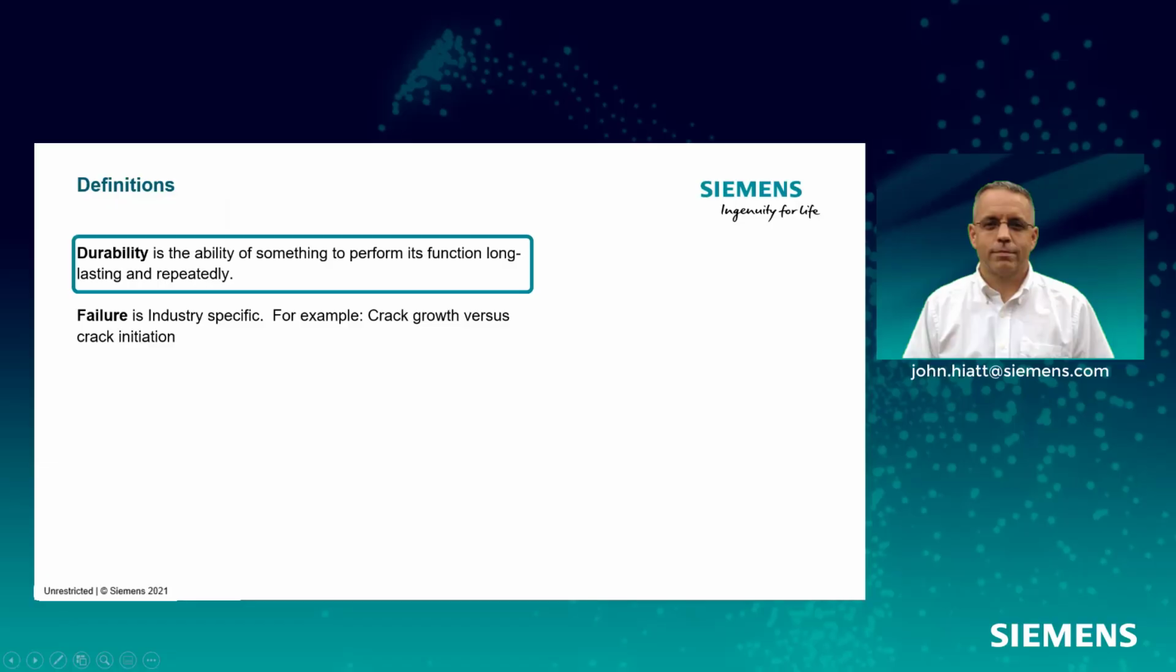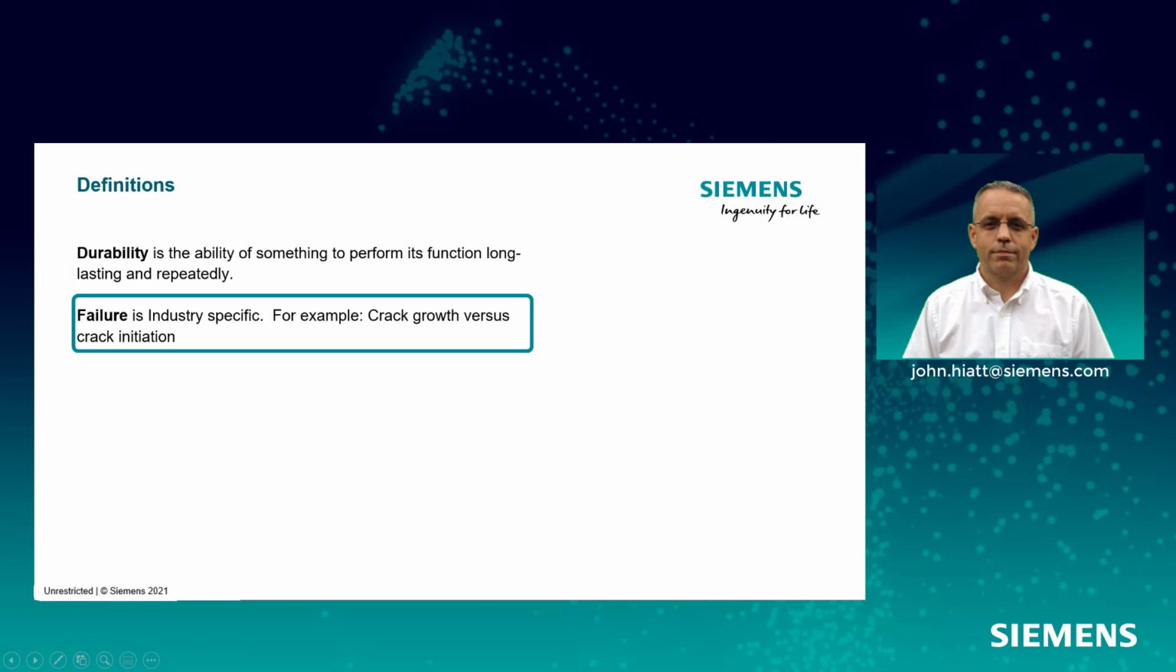Definitions. Durability is the ability of something to perform its function long-lasting and repeatably. Failure is industry specific, so there are two main types: crack initiation and crack propagation. If you look at the structure, the item, and you see a crack, in a lot of the automotive industry they'll call that a failure. The reason they call that a failure is they don't know how much longer they have.